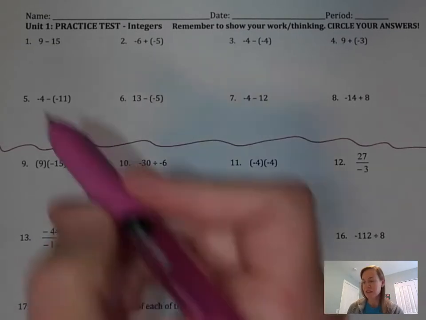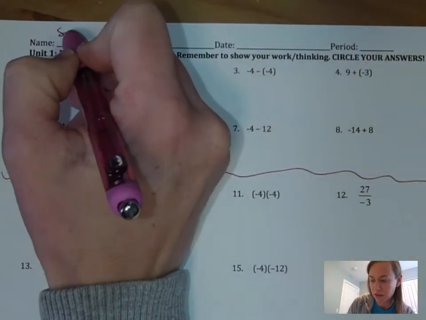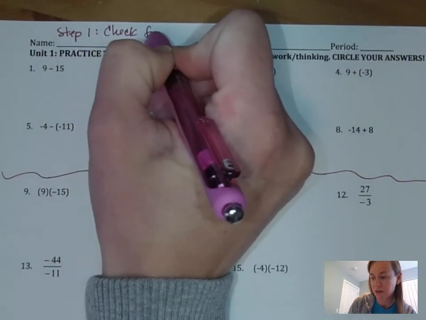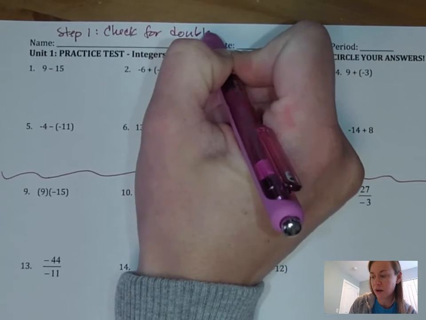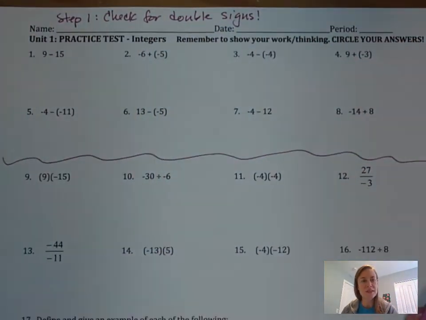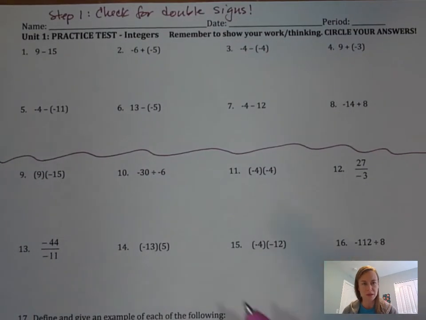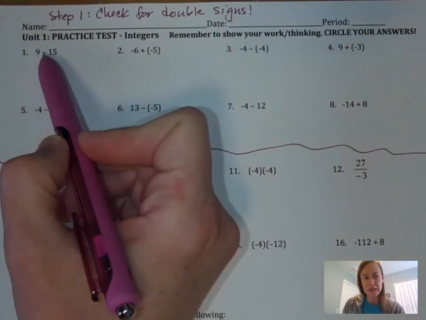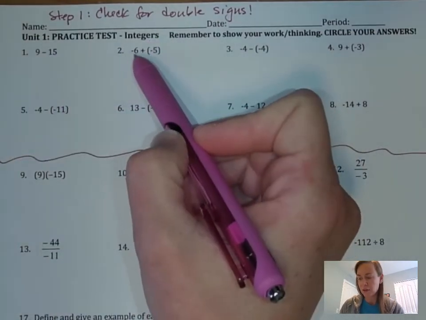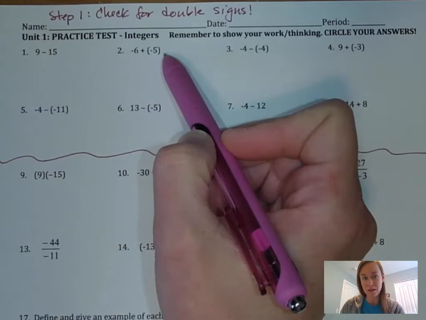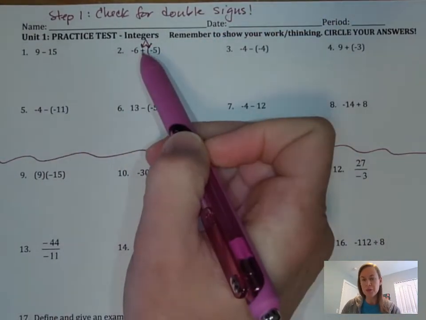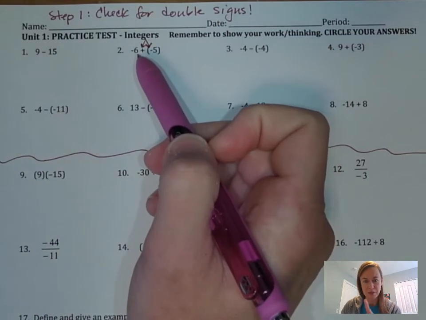A good first step, and I'm going to say it up here, okay, step 1, check for double signs. What are double signs? That's what I call it when you have 2 signs in a row with no number in between. So like over here you have number, sign, number. So no double signs. Here you have sign, number, sign, sign, number. So you see those two guys? Those are a double sign. So we're going to remember that. We're going to keep looking at the other problems, okay?